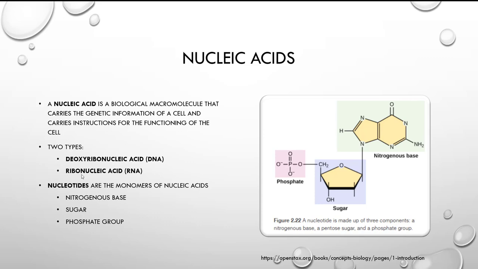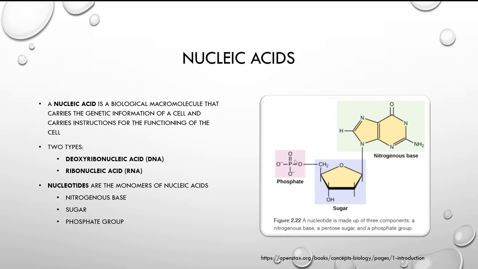So what does that mean? Well, nucleic acids are the macromolecule. The monomer, or the subunit, is the nucleotide. So what is a nucleotide? A nucleotide is made of 3 components. We have the phosphate group, we have the sugar group, and we have the nitrogenous base. Okay? And this is how it's situated.